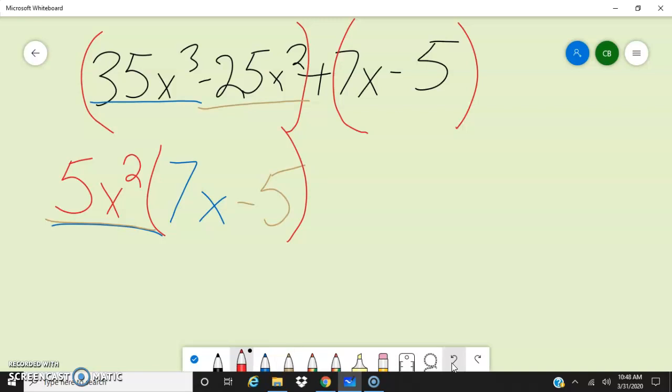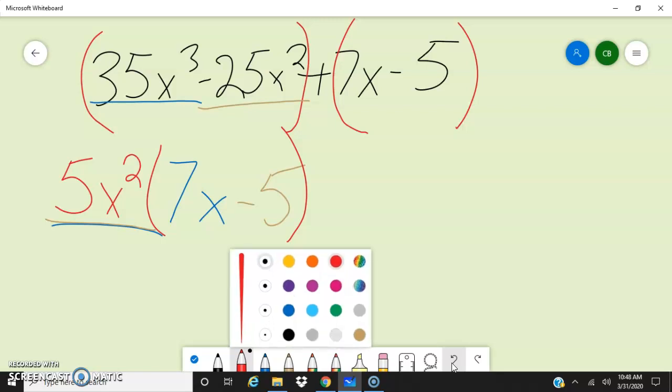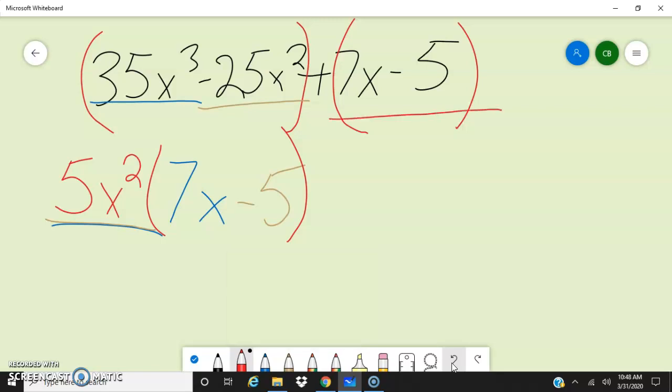Okay, now this is where it's going to get kind of tricky. If I look at my second set of parentheses here, the 7x minus 5, at first look at that, I cannot factor out a GCF. But we can always factor out a 1, the number 1, from any expression. So if we factor out a 1 there, just treat it like we normally would. We would divide. So 7x divided by 1 is still 7x, and then negative 5 divided by 1 is still going to be negative 5.